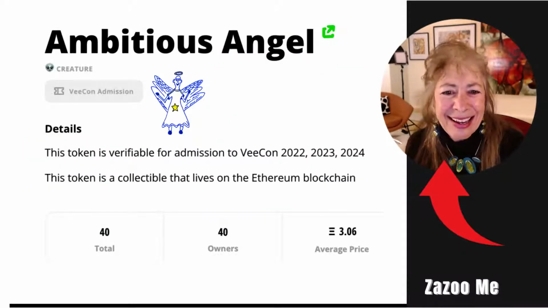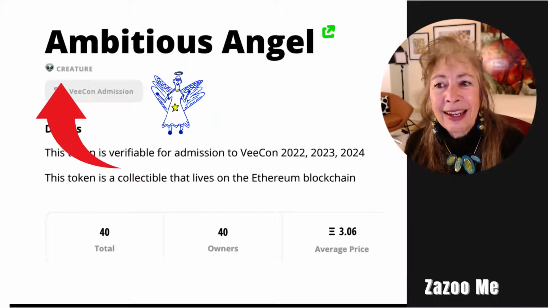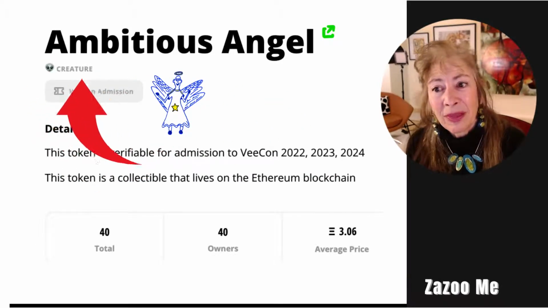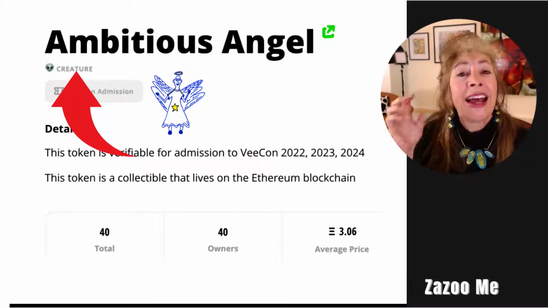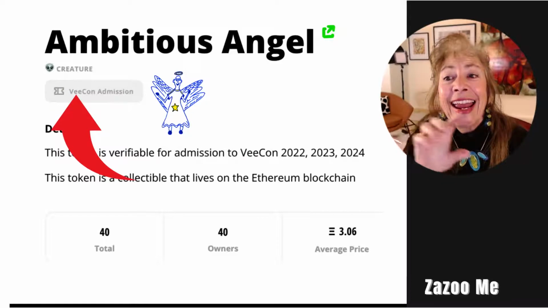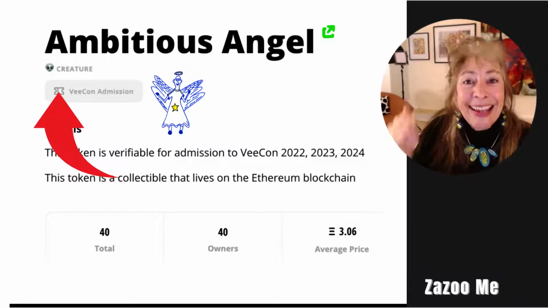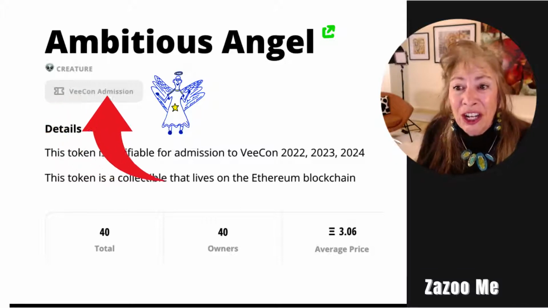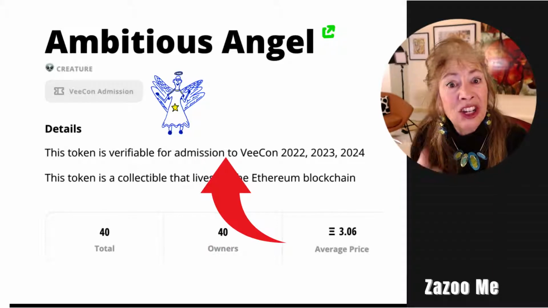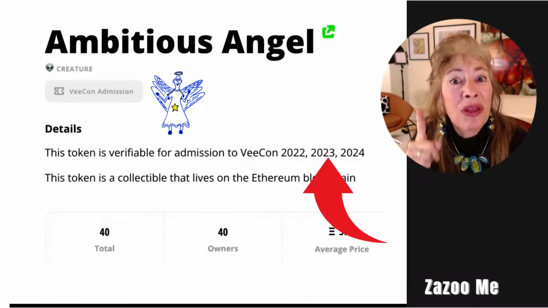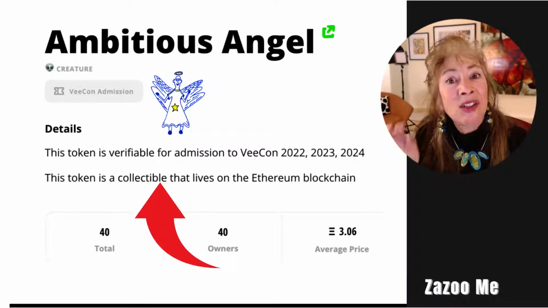And this is what he called it. Ambitious Angel. What does that mean? Well, it's a creature. So he has different types of NFTs with utility. This one is called a creature. It gives you a ticket. The token equals a ticket, admission to VeeCon. The details: it is verifiable for admission not to 1 year, but 3 years of VeeCon. So it is a collectible as well.